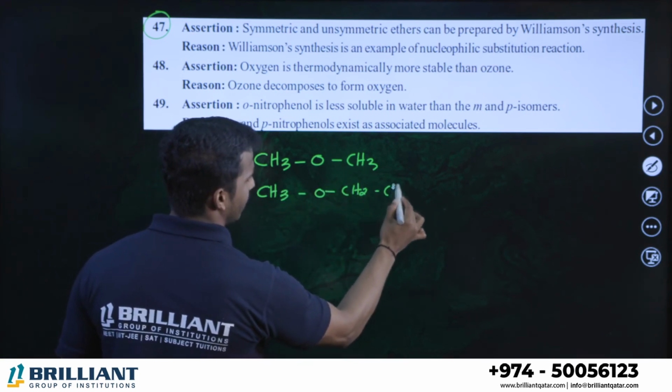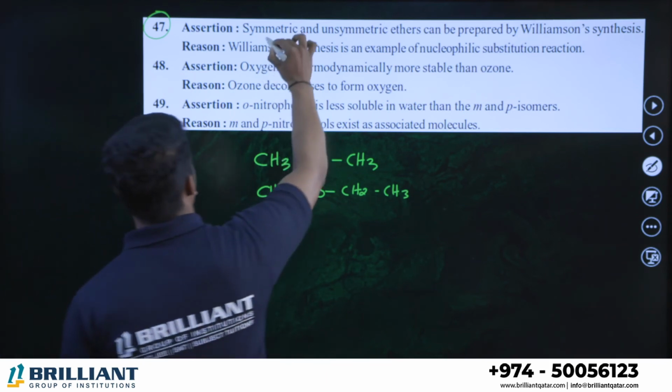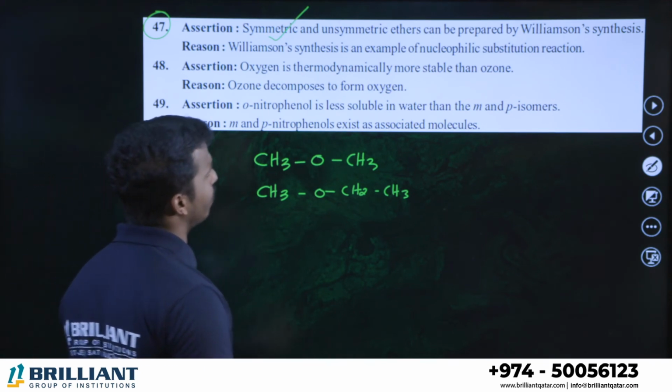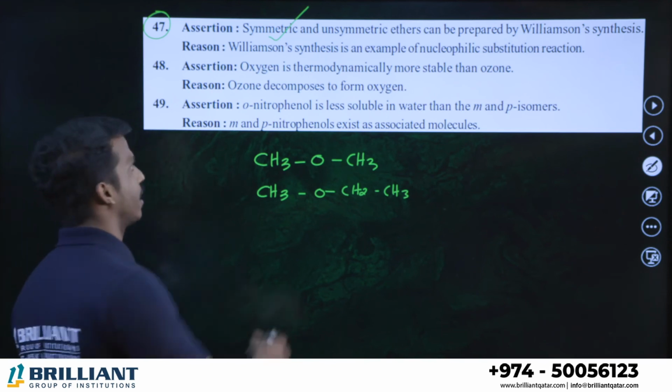This is an unsymmetric ether. You can prepare any kind of ether through Williamson synthesis. The assertion is correct. Williamson synthesis is an example of a nucleophilic substitution reaction. Yes or no? Yes, correct one.